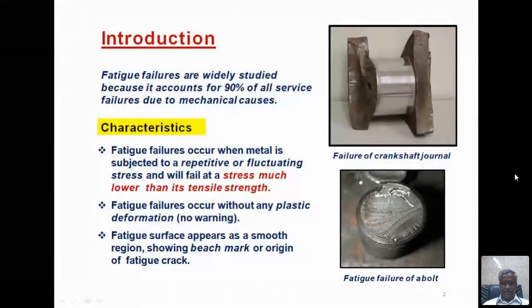So what is fatigue? How is it different from the tensile behavior? Most mechanical components fail under fatigue loadings. If you take the data of service failures of mechanical components, it is reported that 90% of service failures are mainly because of fatigue failures. That's why fatigue is a critical one for the designers.